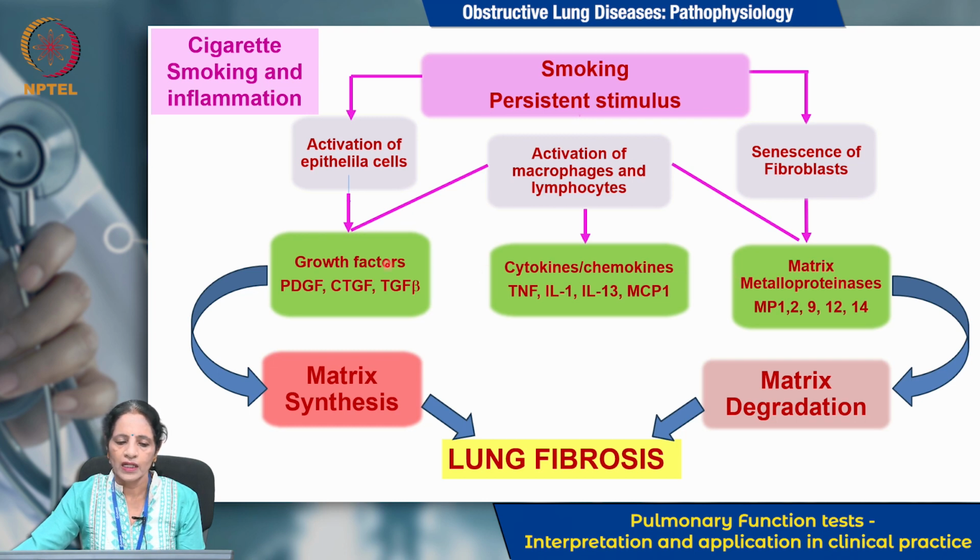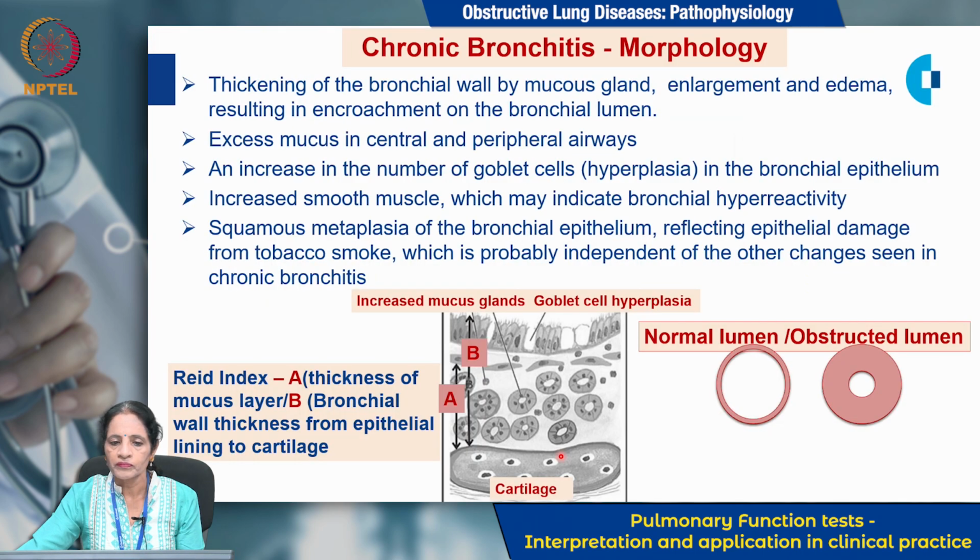All these lead on one side to matrix synthesis, and on the other side to matrix degradation because of matrix metalloproteinases. So, this matrix synthesis with matrix degradation leads to what is called a scar or lung fibrosis. So, when the lung undergoes fibrosis, obviously the patient's airway is obstructed and there is what is called collapse as well. So, coming to the morphology of chronic bronchitis, that is pathology.